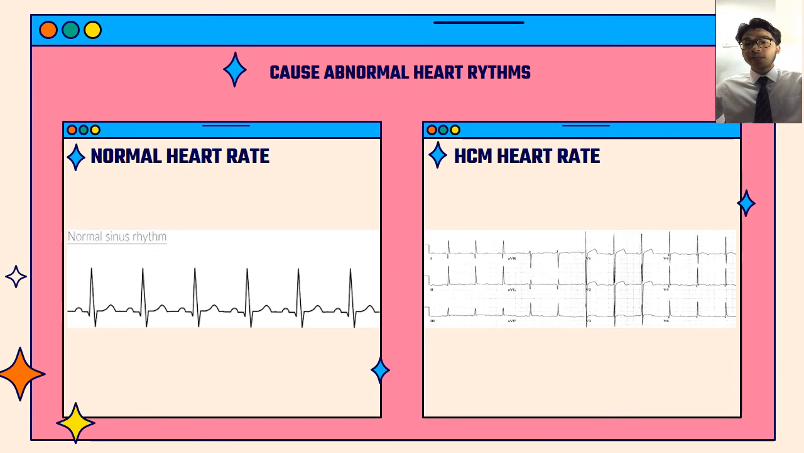HCM can cause uneven muscle growth. This is an example of the normal heart rate and the HCM heart rate. The normal heart rate is basically in the same rhythm and consistent, but HCM is not in the same rhythm and pumps in a disorganized way. Rarely, it can cause an abnormal heart rhythm that can be fatal.